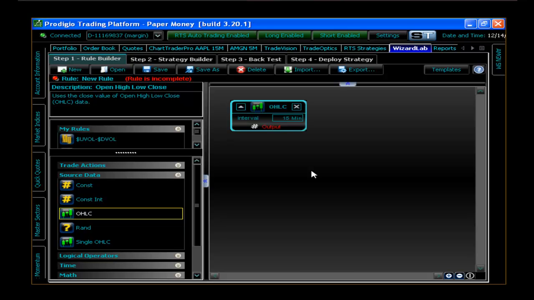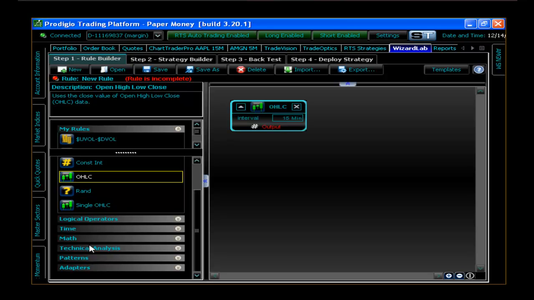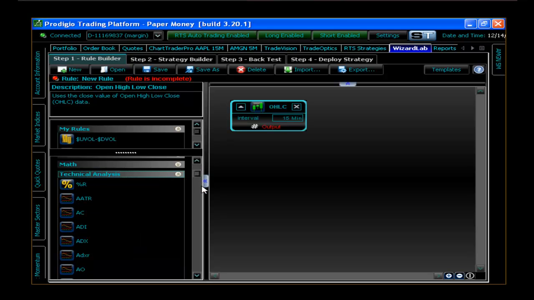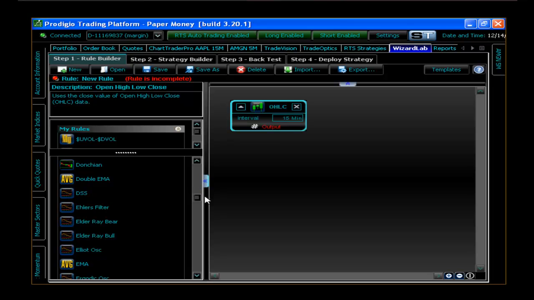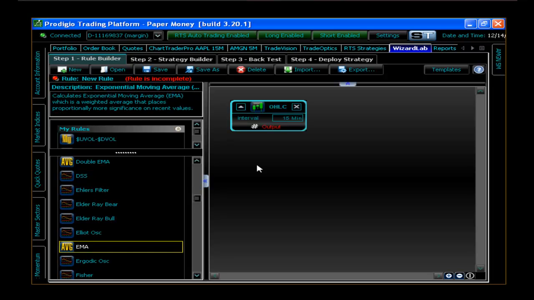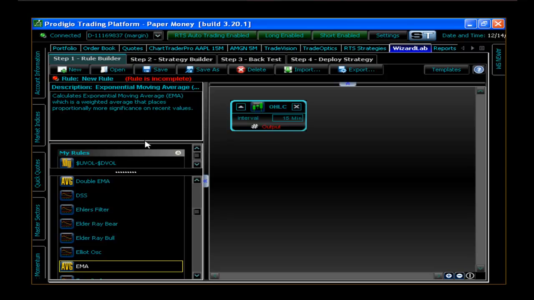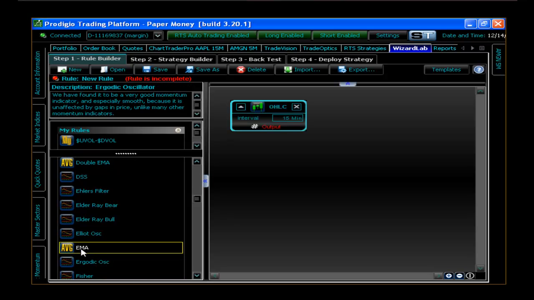Take these 15-minute OHLCs, and what do I want to do? I want to model that question that I had asked of myself on the chart. I want to know when a 20-period exponential moving average crosses a 20-period simple moving average. So on the left-hand side, I have my toolbox, which has all of the studies in the system. If I scroll down under technical analysis, I can find my EMA study. And this is where you find the description that we have for these technical analysis values. I can drag this out.